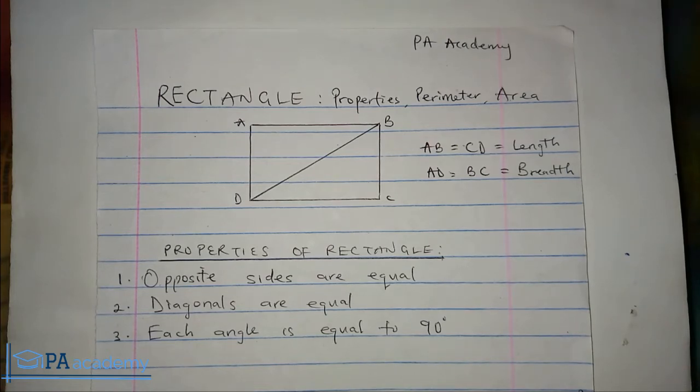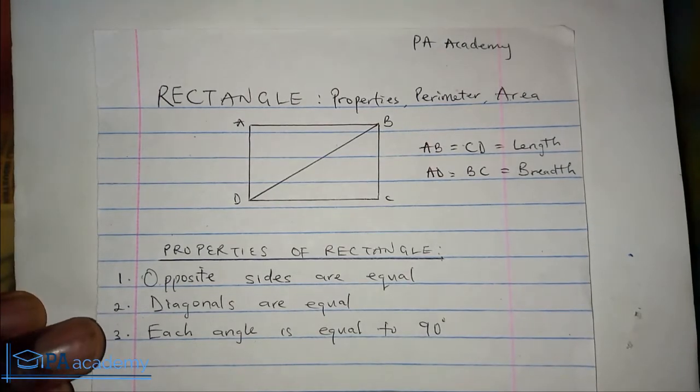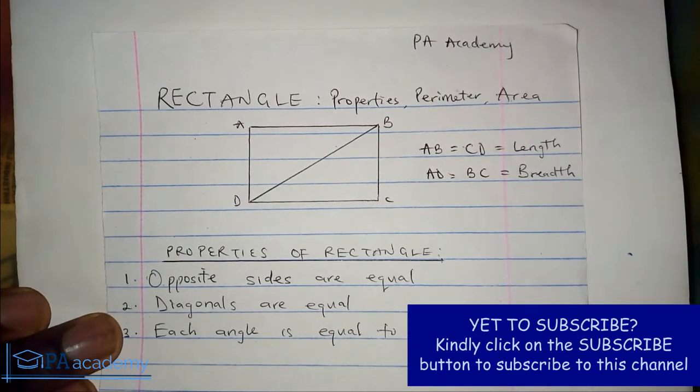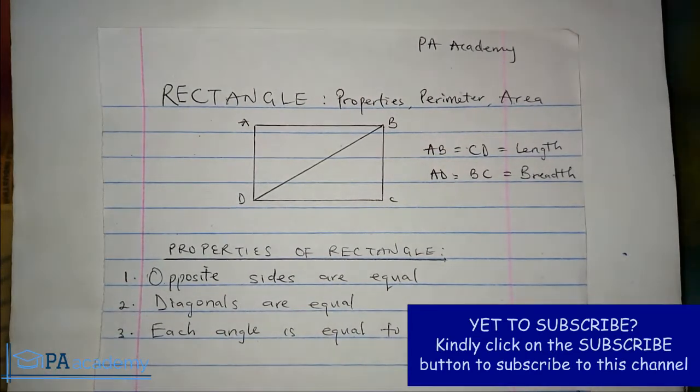In this video, we are going to be covering the rectangle and we are going to be looking at the properties, the perimeter, and the area of a rectangle. At the end of it, you're also going to be looking at some examples that relate to rectangle.